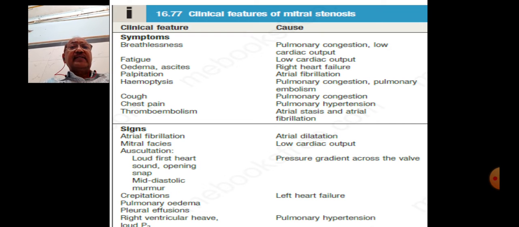And all these features are caused by the pressure gradient across the mitral valve. Of course, because of the back pressure in the LA, ultimately leading to pulmonary venous hypertension, there is a leakage of fluid into the pulmonary interstitium, causing crepts and ultimately pulmonary edema. Right-sided failure can cause pleural effusions, and severe pulmonary hypertension can cause parasternal heave and loud P2, producing a murmur of PR as well as TR.